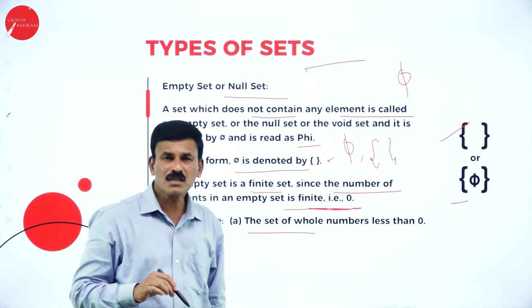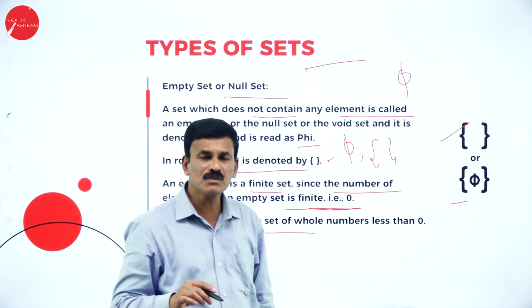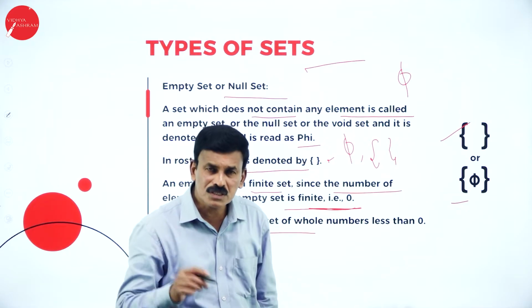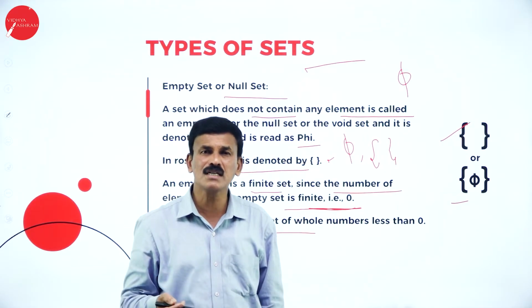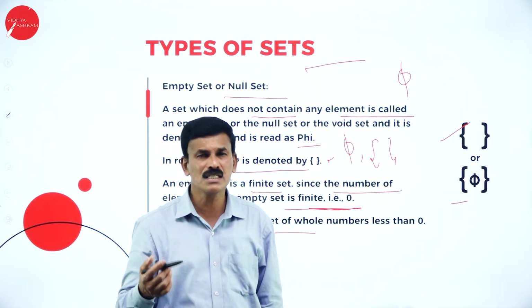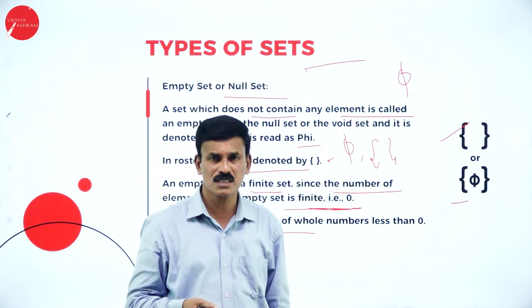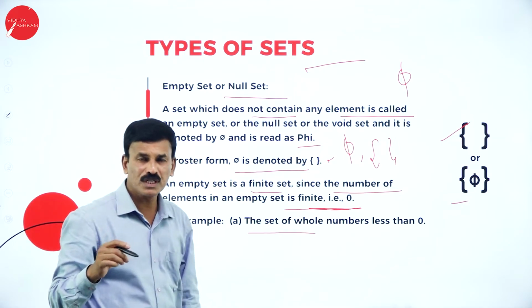Or the set of all triangles in a plane such that the sum of the three angles is greater than 180 degrees is an example of a null set. Okay. Let us take one more example.